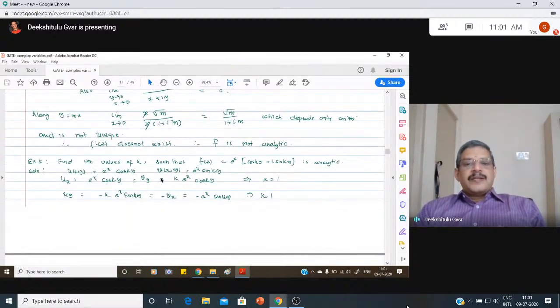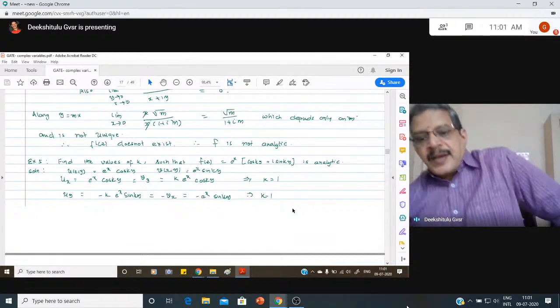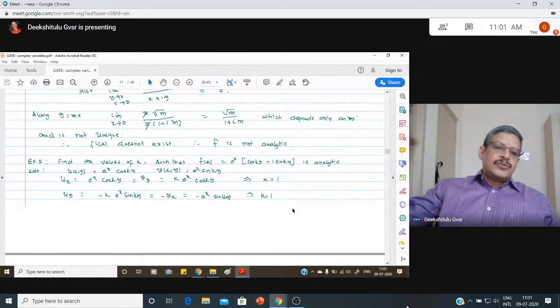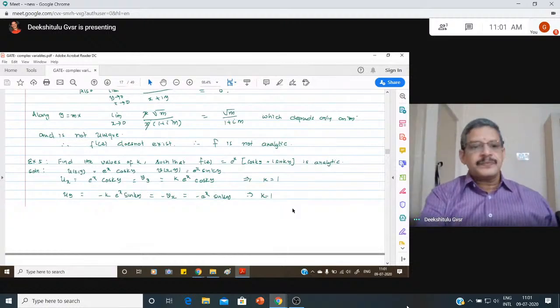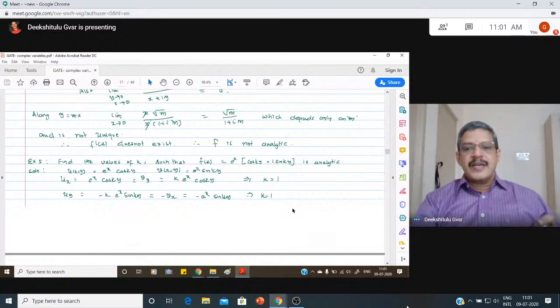Find the values of k such that f(z) = e^x cos ky + i e^x sin ky is analytic. So u(x,y) = e^x cos ky is the real part, and v(x,y) = e^x sin ky.